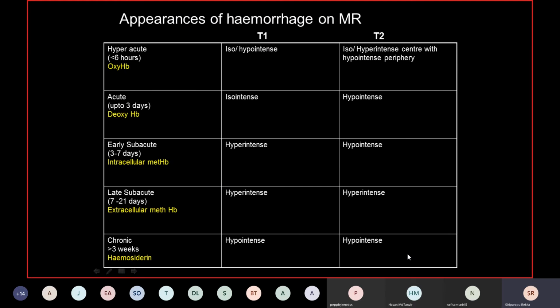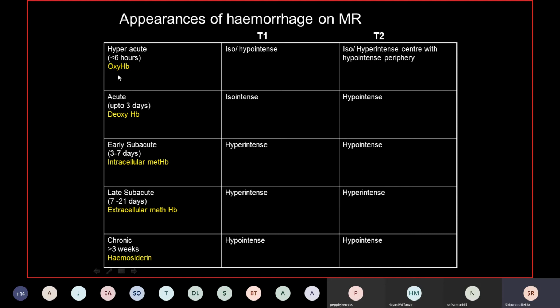But if you were to look at the appearance of hemorrhage on MR, it is quite complex. Now, you as neurosurgeons are not expected to remember this slide. The radiology trainees, however, have to remember it because it tends to be a very common exam question about the appearances of hemorrhage on MR. The reason we see such a varied and such a complex pattern is because on MR, we can actually image the hemoglobin breakdown.